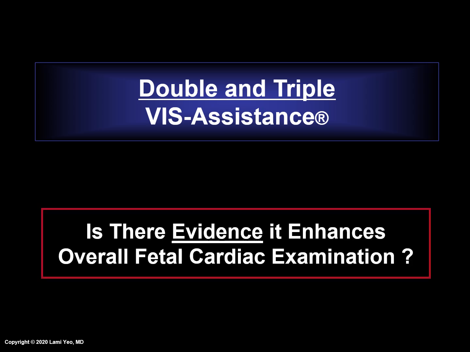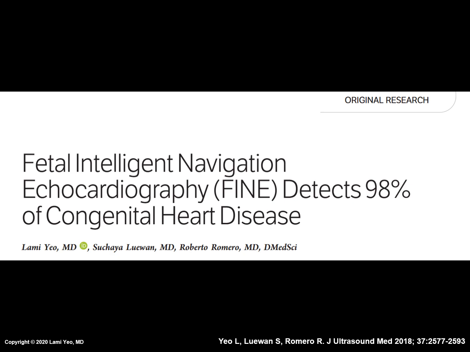So we have just demonstrated the application of double and triple VISA assistance to a case of transposition of the great vessels. But is there empirical evidence that double or triple VISA assistance enhances the overall fetal cardiac examination, especially in cases of congenital heart disease? Our team performed a study in which stick volumes of 50 fetuses with a broad spectrum of congenital heart disease were analyzed using the FIND method. FIND was able to identify congenital heart disease with 98% sensitivity.